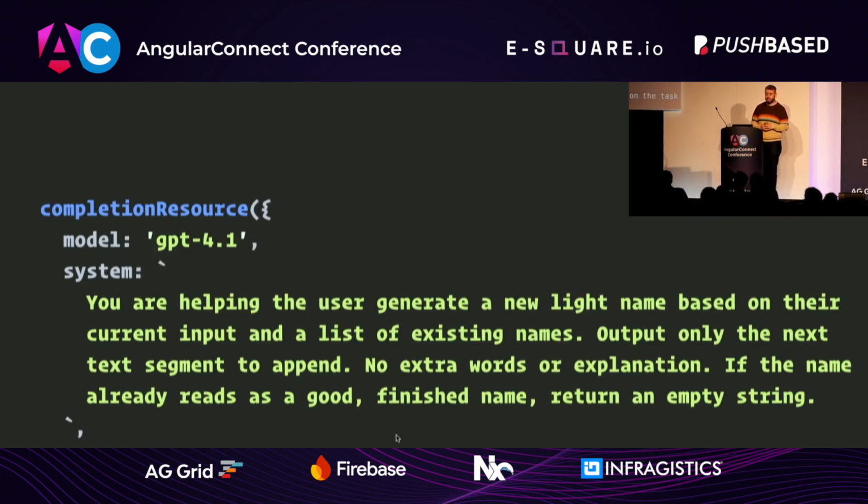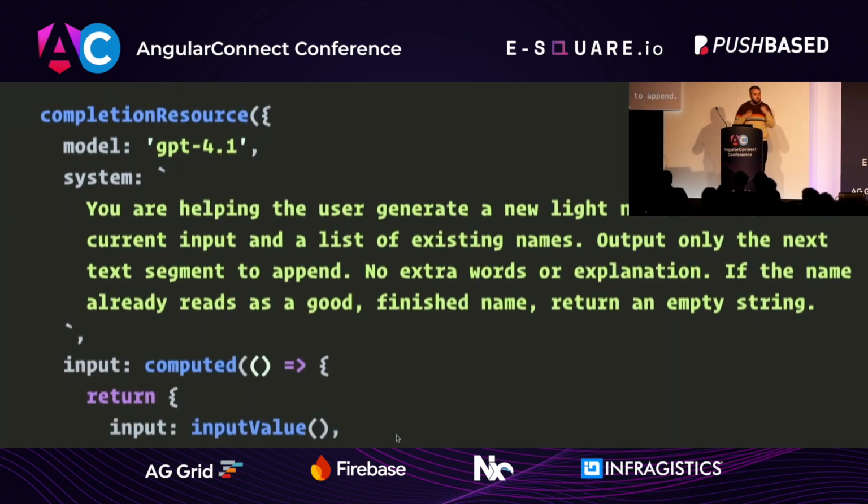So here, we're telling the AI that you're trying to help the user predict or come up with a new light name. You're going to be given the current input, whatever the user has typed in, along with the existing names that have already been chosen. Output only the next text segment to append, no extra words or explanations.